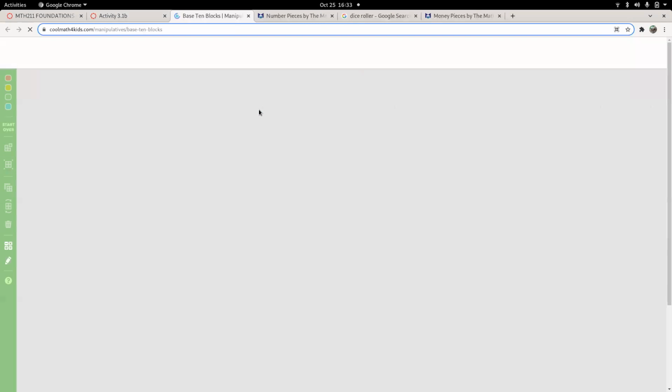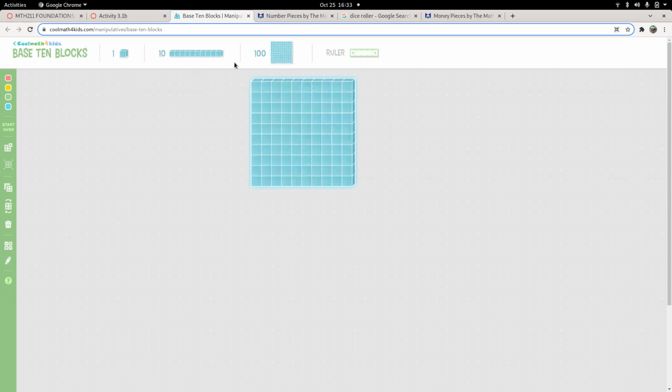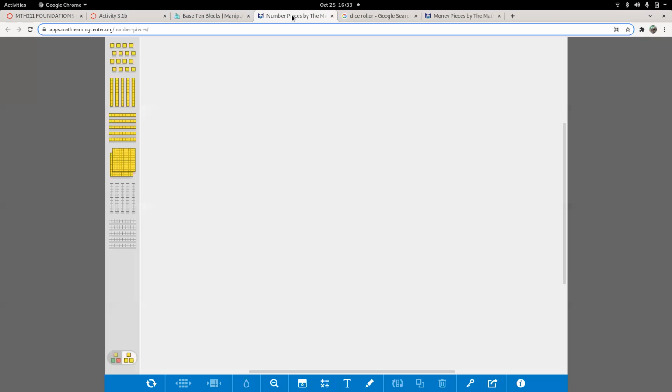And then the other app here is from Cool Math for Kids, and it's cute too. It does the same kind of stuff. This one's 3D looking, which is kind of nice. I do like the 3D aspect of it. And it's got similar features over on the side. What it doesn't have is the share feature.